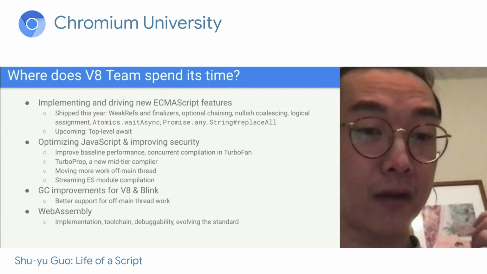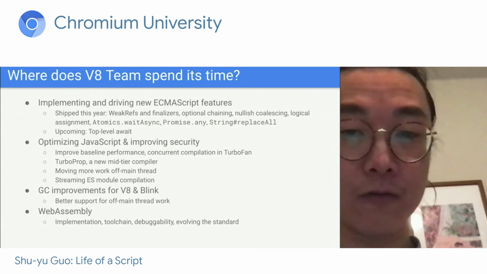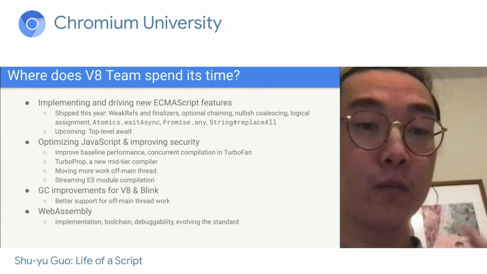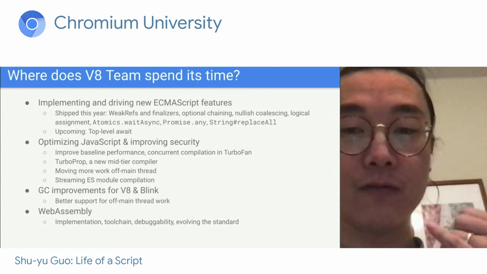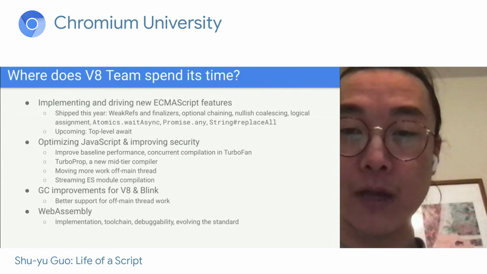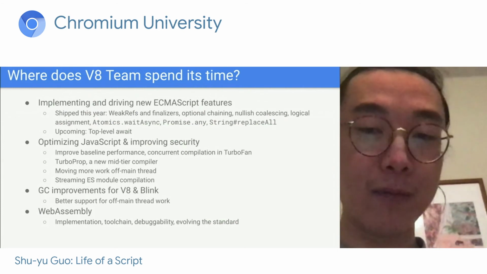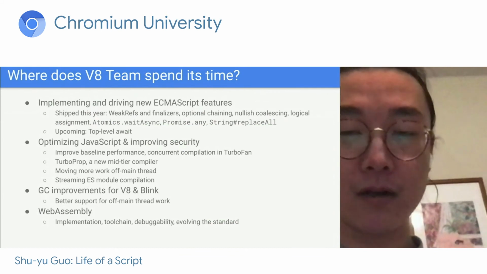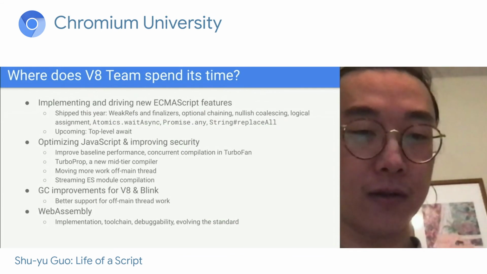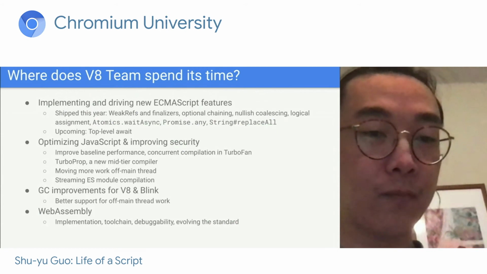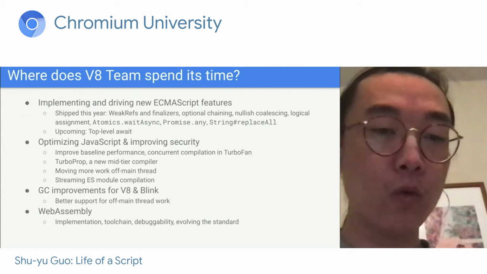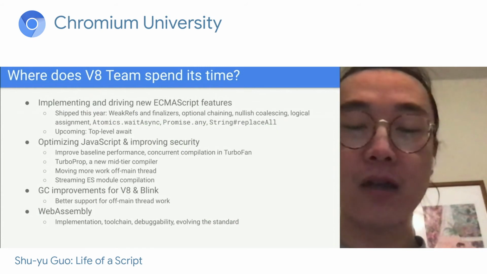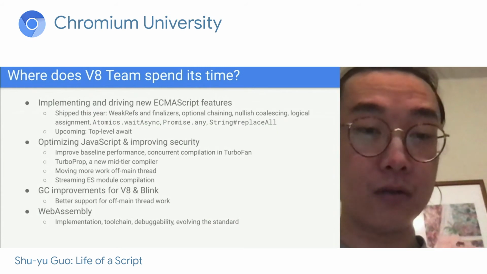Upcoming, we are doing concurrent compilation in TurboFan, where you can compile on a background thread. We're working on a new mid-tier compiler. So right now we have a bytecode interpreter and an optimizing compiler. To get smoother execution, you can have a mid-tier compiler that's just in the middle, and that's called TurboProp. We're working on that as well. We're always working on moving more work off the main thread, which will make things smoother. And we're also working on streaming compilation for the new ECMAScript modules.